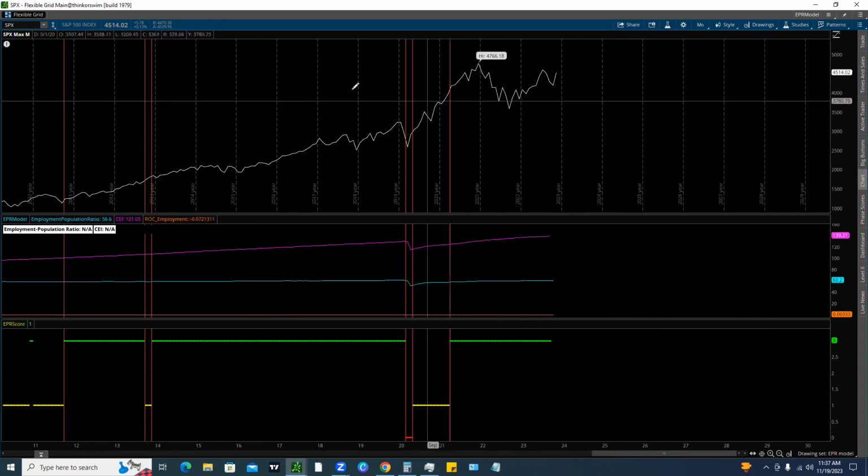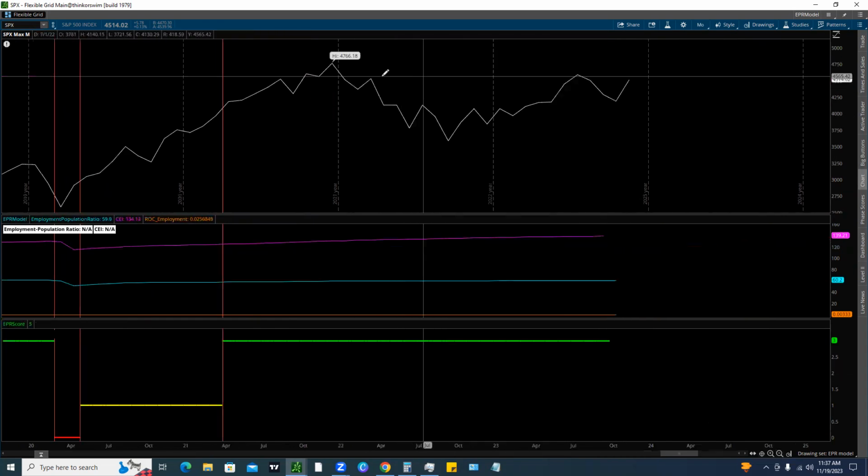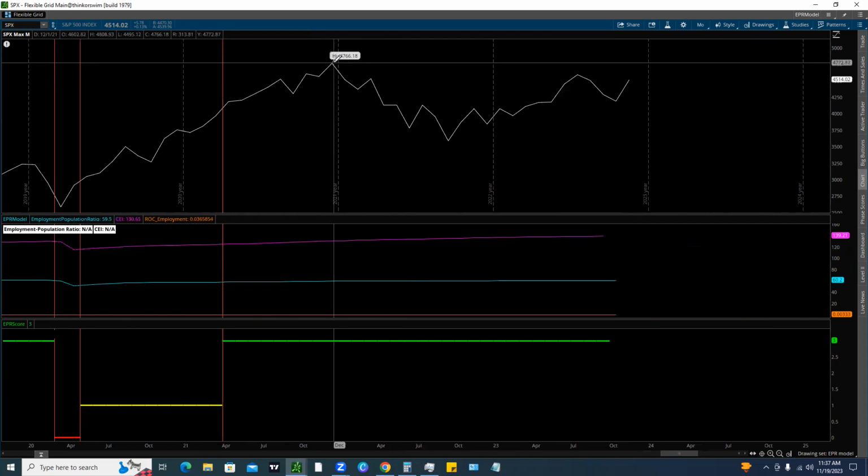And what I really want to highlight most recently is that last year, in 2022, we had the technical definition of a recession, and that was basically two consecutive negative GDP quarters.